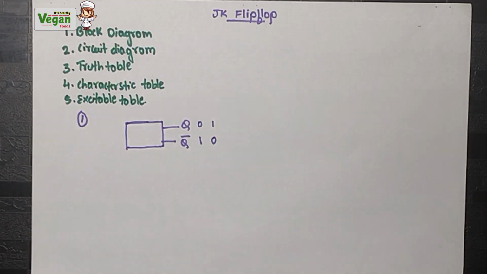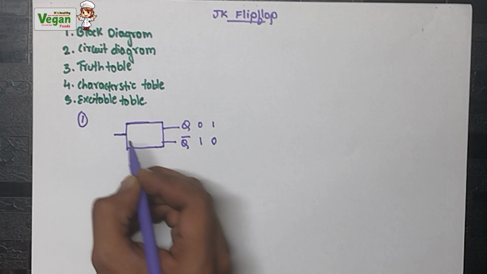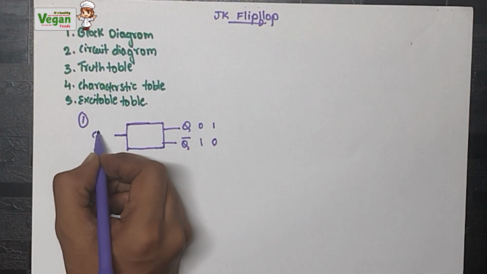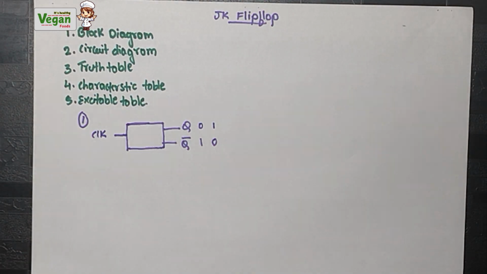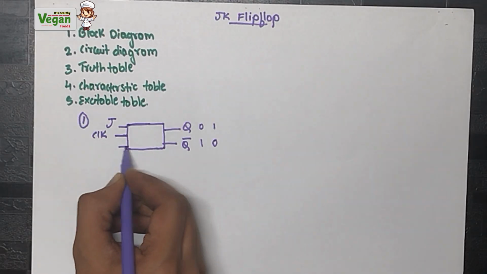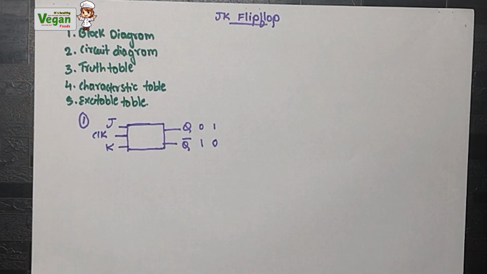Now, while designing the input side, we know that all flip-flops, D flip-flop, T flip-flop, all will have one common input, that is clock. So the clock will be a common input for every flip-flop. Another two inputs are J and K. Now we completed the block diagram of JK flip-flop.